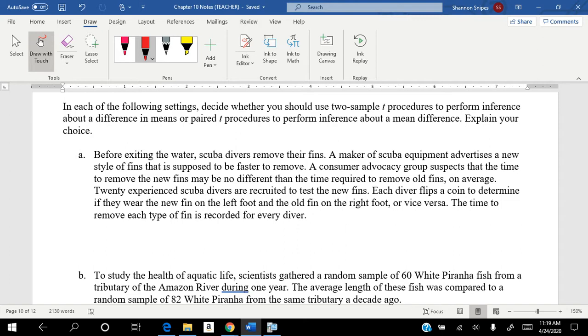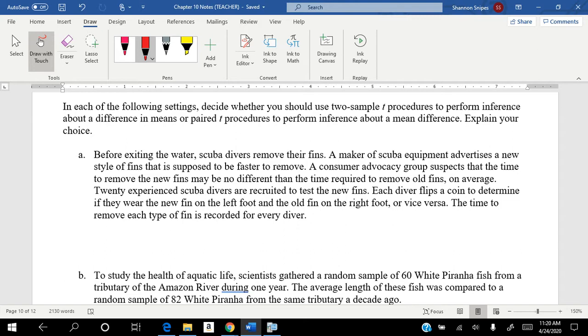Is this a 1-sample scenario or a 2-sample scenario? For me, I like to start with the 2 samples. Do you have 2 distinct samples? And the answer here is no. It may feel like you have 2 distinct samples because you've got old fins and new fins, but because we are putting one of each on a single person and timing how long it takes them to remove the old or the new, the best scenario would be to keep those 2 numbers together, pair them, and subtract to find if the old fins take longer than the new fins.